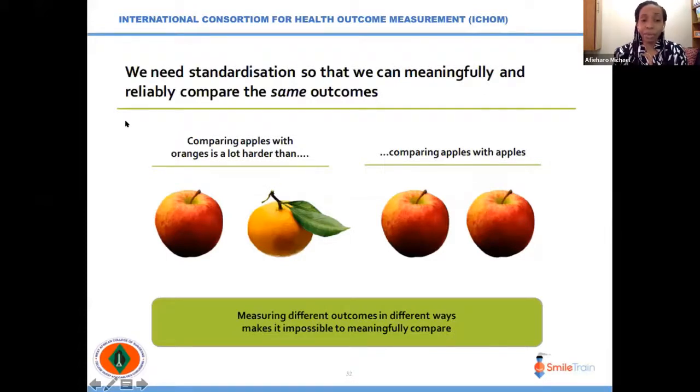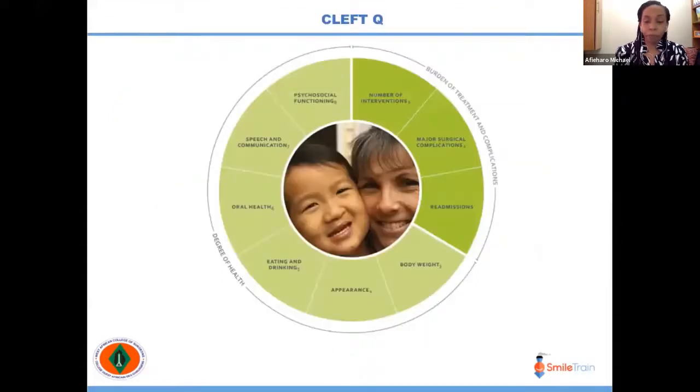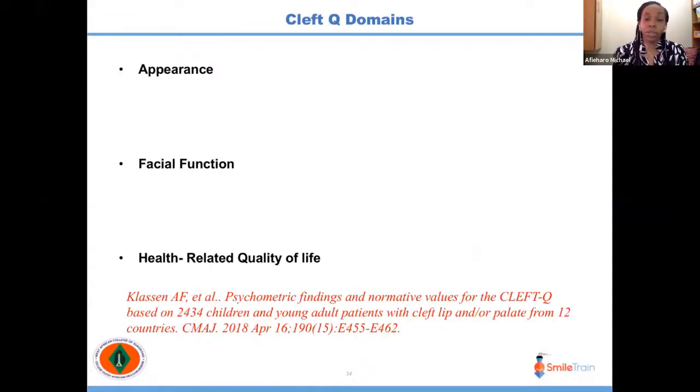They did state that there was a need to standardize the outcomes so that we can properly compare our outcomes in a meaningful manner. The tool that they have adopted is the Cleft Q, and it looks at the outcome in patients with clefts, both the burden of treatment and complications, as well as the degree of health. They developed this tool by interviewing patients across these countries to determine the things that matter most to them. And these were developed in a tool which is termed the Cleft Q.